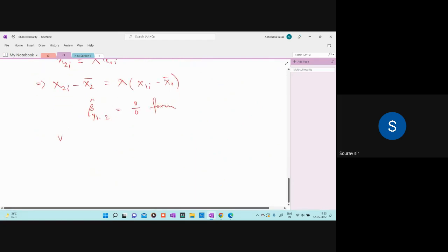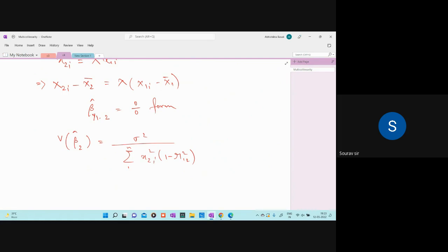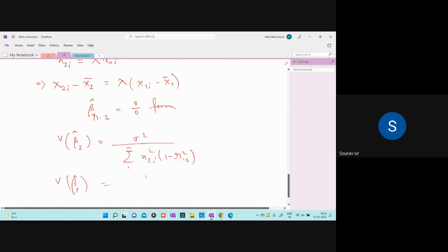Also you can obtain the variance of beta 2 hat as this. Similarly, when we are discussing the three-variate model, my variance of beta 3 hat will be sigma square by summation over x3i square into 1 minus r13 square.